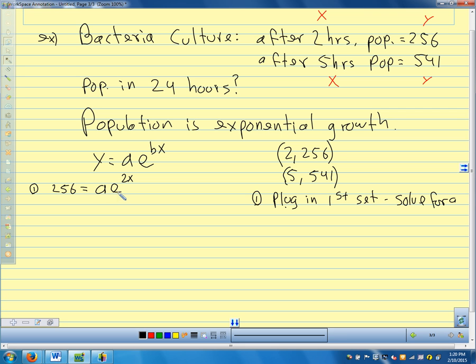And to get a by itself, I'm just going to divide both sides of the equation by e to the 2x. So I get a equals 256 divided by e to the 2x. What's another way I can write dividing by e to the 2x? Positive exponent in the denominator is a negative exponent in the numerator. So I'm going to write it like this. So a equals 256 e to the minus 2x.